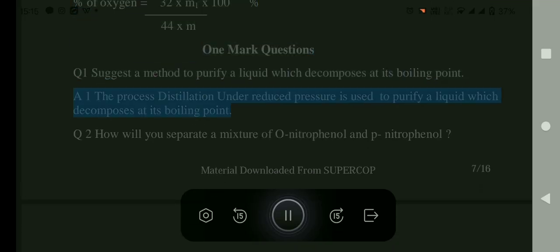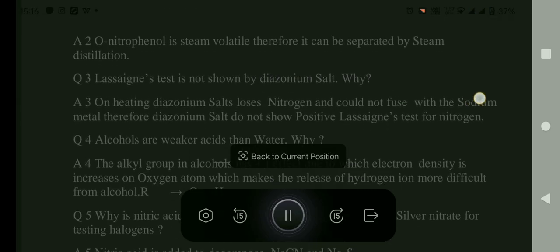Questions. Q1. Suggest a method to purify a liquid which decomposes at its boiling point. A1. The process of distillation under reduced pressure is used to purify a liquid which decomposes at its boiling point. Q2. How will you separate a mixture of o-nitrophenol and p-nitrophenol?